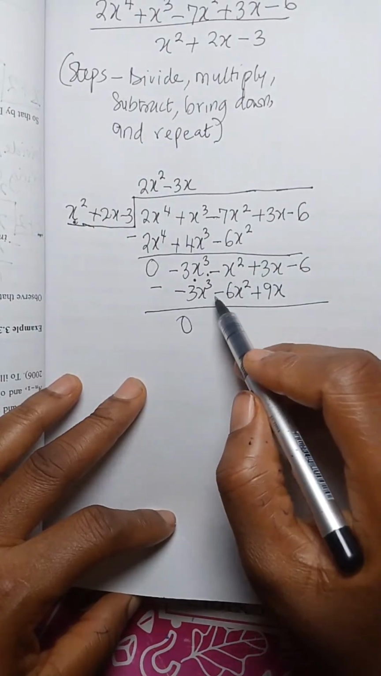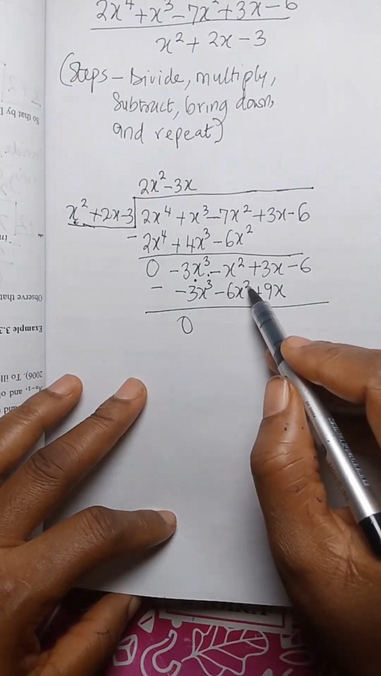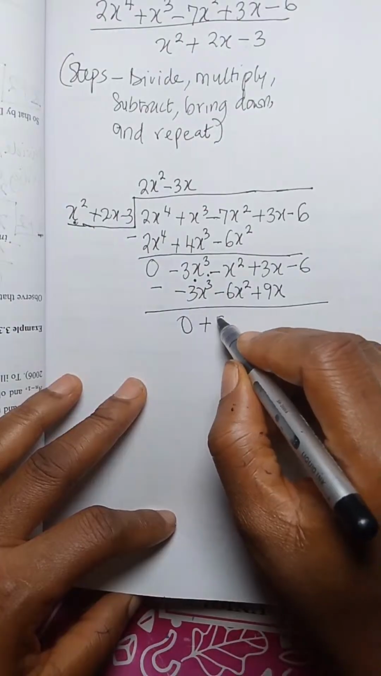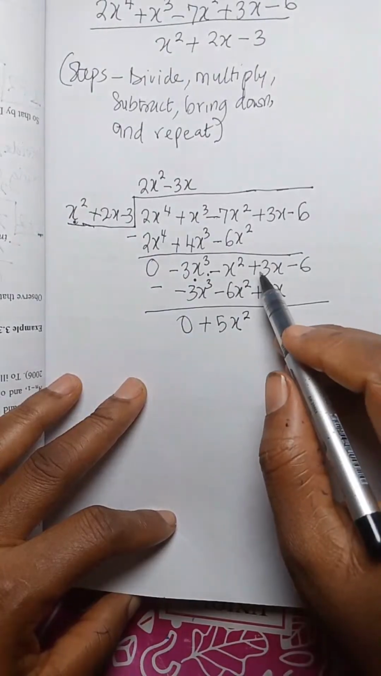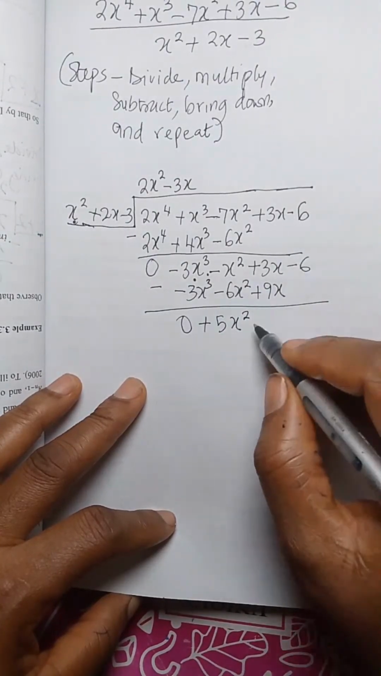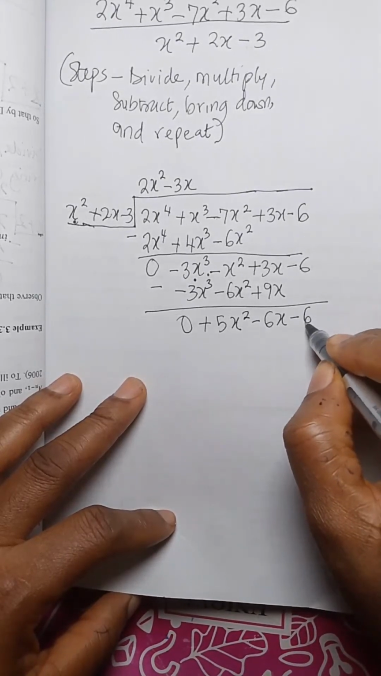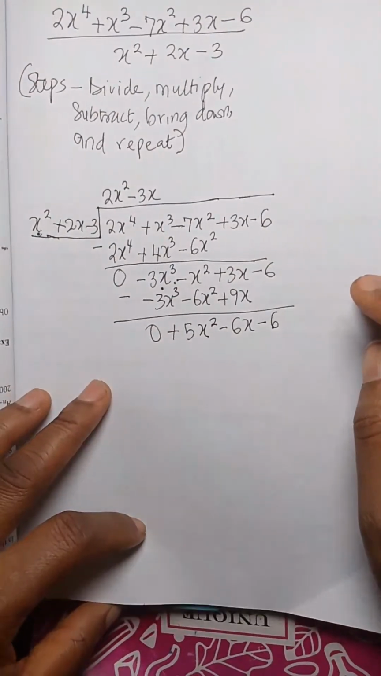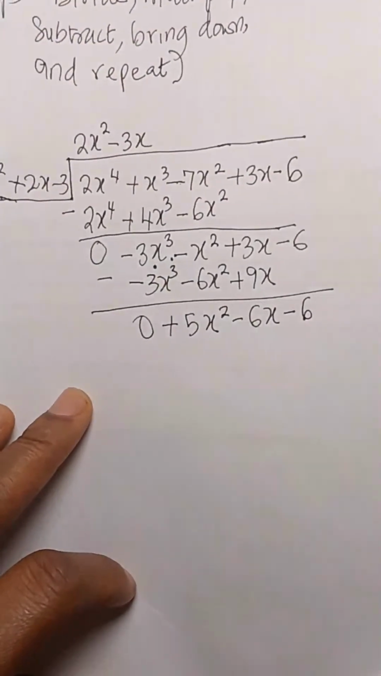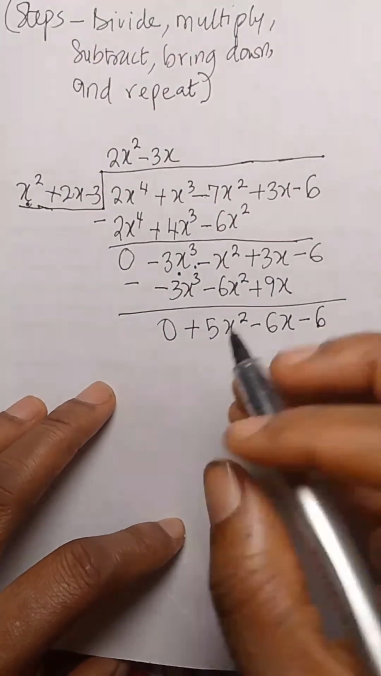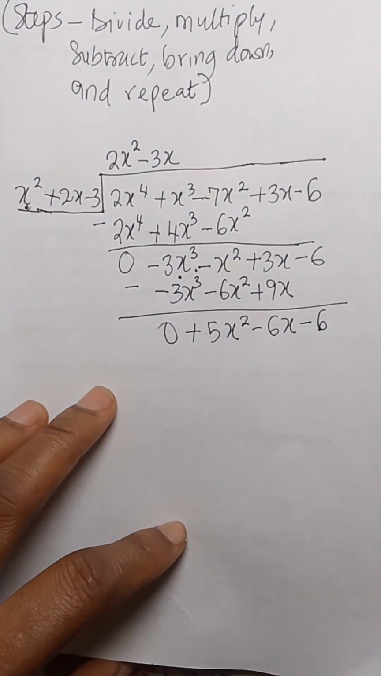Minus x squared minus minus is minus x squared plus 6x squared, and that will give us plus 5x squared. Okay. 3x minus 9x will give us minus 6x. Then we bring down minus 6. Then the next thing, we divide again. That is why you keep repeating until you get to the final answer.